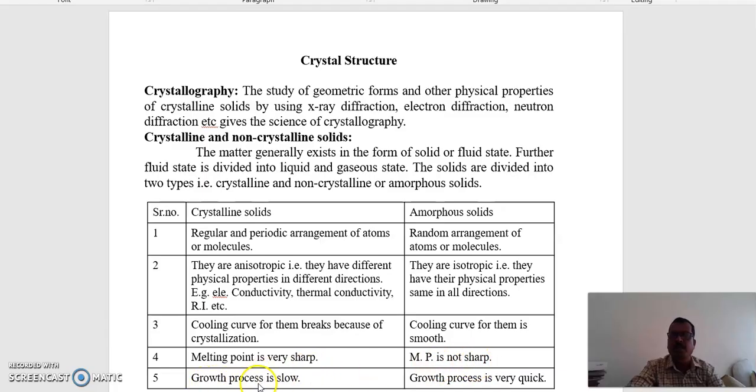Fifth property, the crystallization process is slow. Crystals take time to grow, that is, the growth process is slow in crystalline solids and the growth process is very quick in amorphous solids. This is the main difference between crystalline solids and amorphous solids.